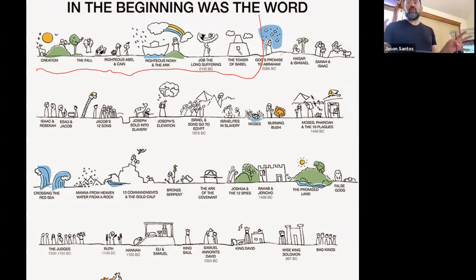As we've looked at over the last year, we've looked at covenants and the way God has shaped Israel through covenants. And there are several key covenants. So one of them is here. You have the Adamic covenant that is right around creation. So God created Adam and Eve, and then God said, be fruitful, multiply, fill the earth. And this was their task.